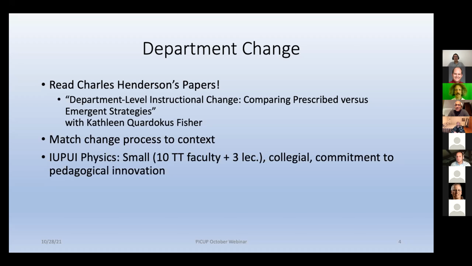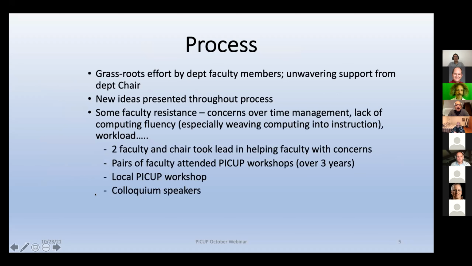Andy, if you could go to the next slide. So the effort in our department was a grassroots effort. This was a few faculty members thinking that introducing computation in the physics curriculum would be a good thing to do for our students. One of the things that this needs, in addition to this grassroots effort, is leadership from the department chair. And so part of the reason I'm presenting this department change section here today is because Andy, who was the chair during the time that this was implemented, was our department chair.